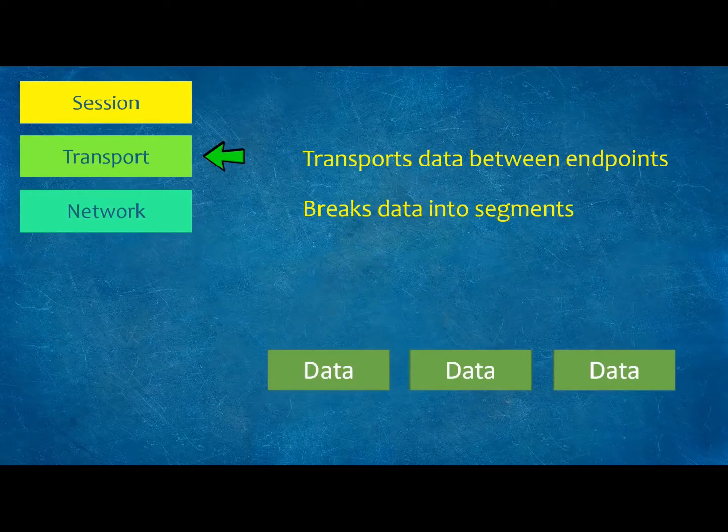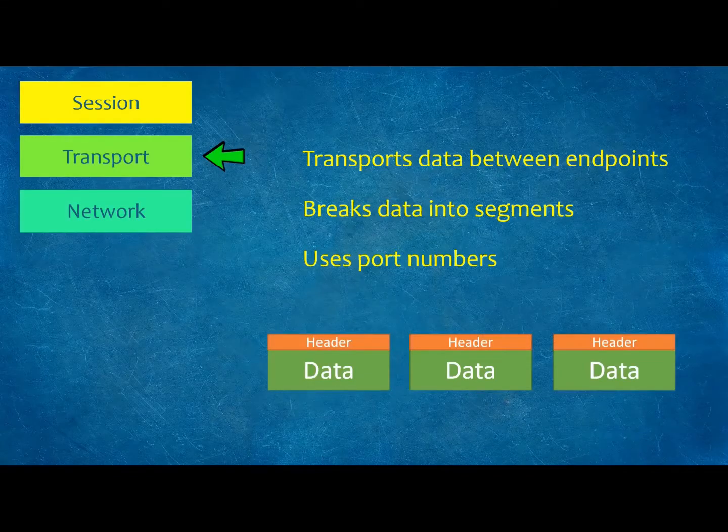So now we have many blocks of data, probably going to different hosts for different applications. So how can we track what goes where? The answer is through port numbers. Each flow of data has a port number associated with the source and destination host. These values are added as part of a header to each block of data.